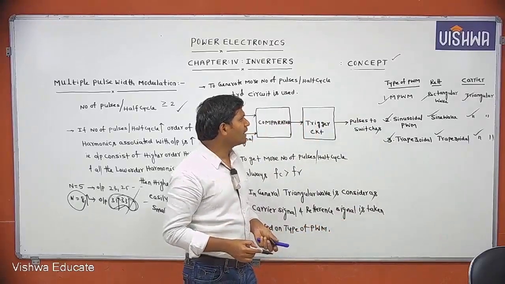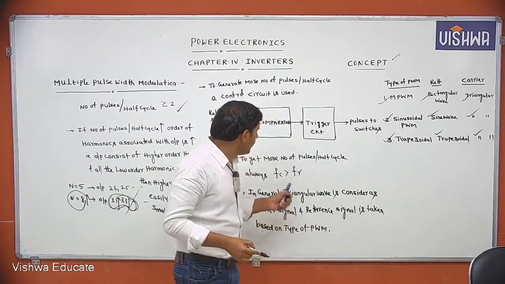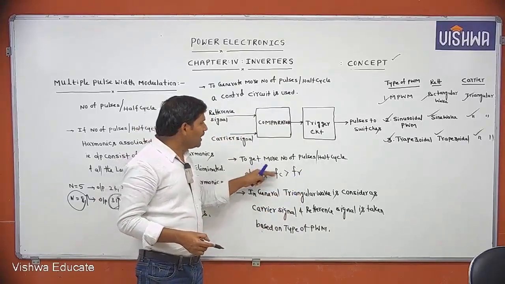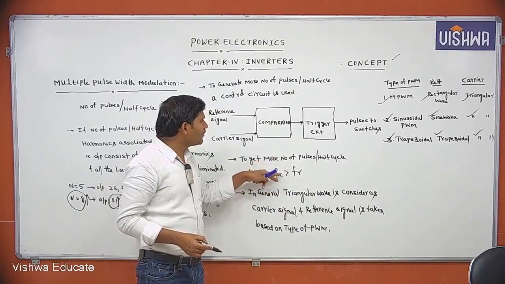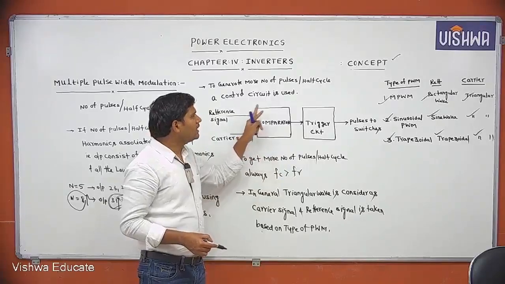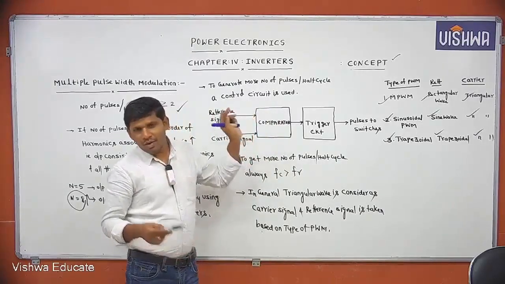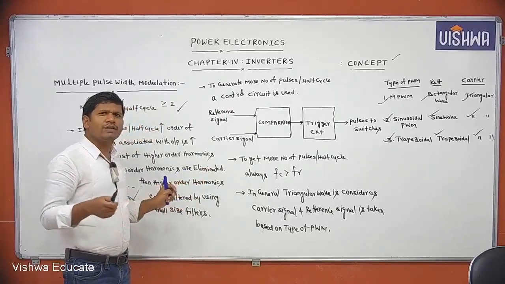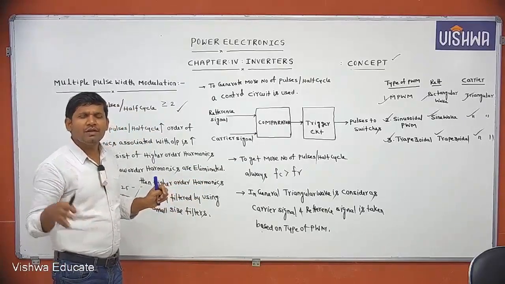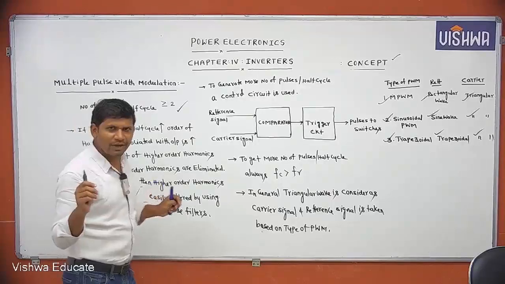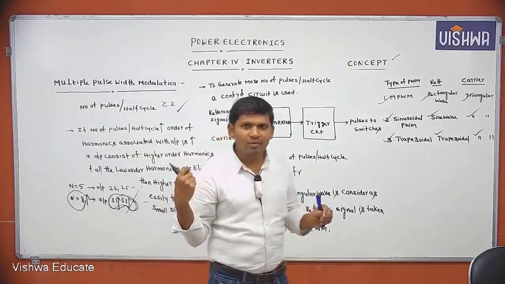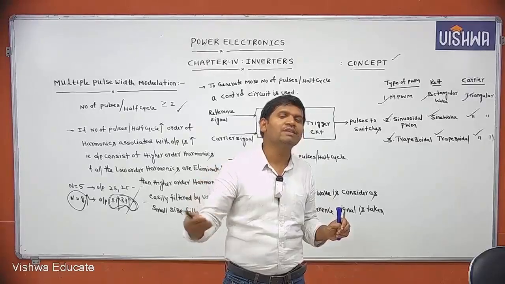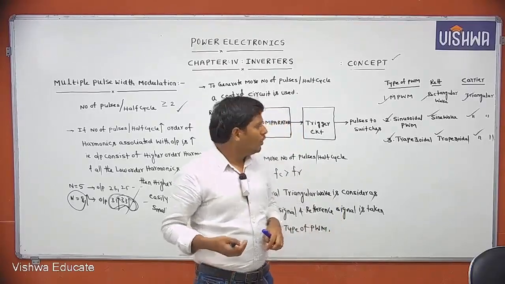Why are we keeping the carrier triangular? Always to maintain carrier frequency greater than reference frequency. What is the need for that? To generate more pulses per half cycle. What is the need for more pulses per half cycle? If you generate more pulses per half cycle, all the low order harmonics are eliminated. Then the output consists of only higher order harmonics, that is, the order of harmonics at the output is increased.